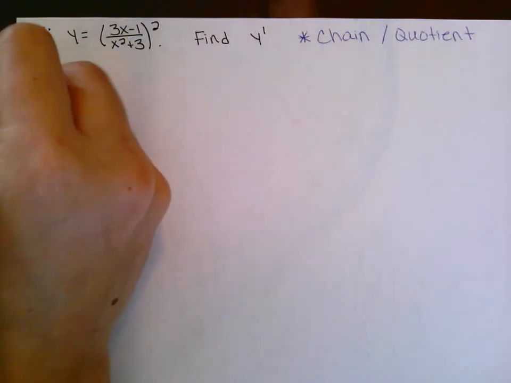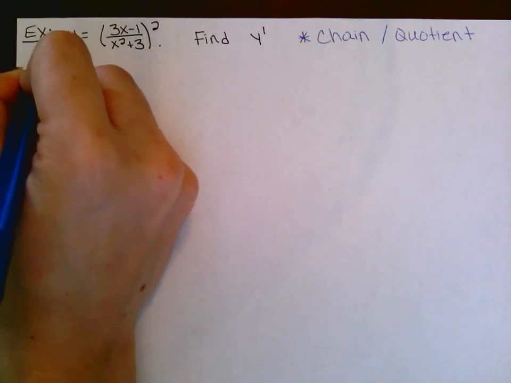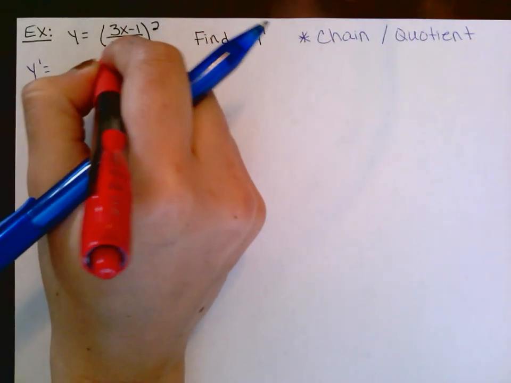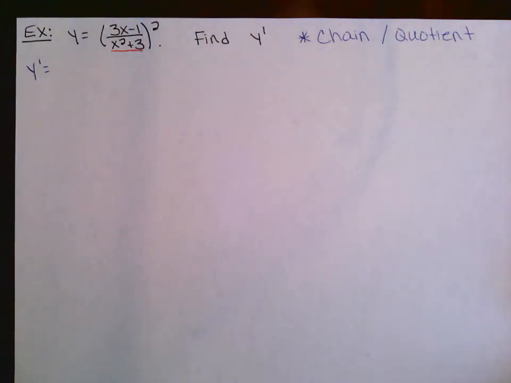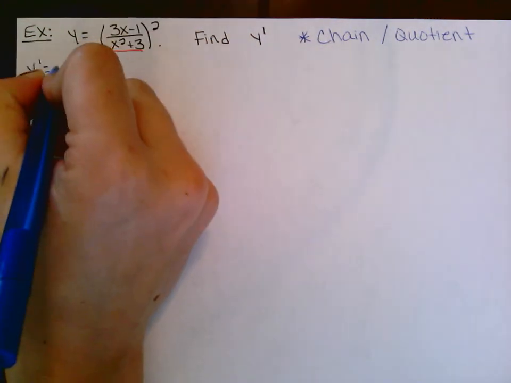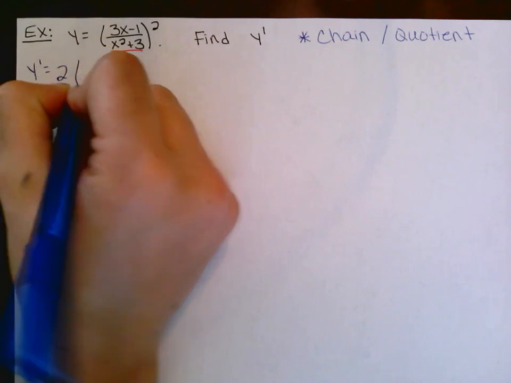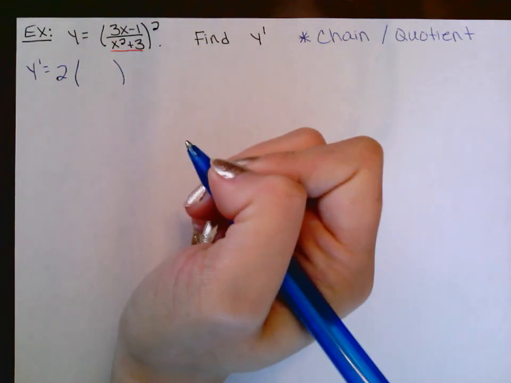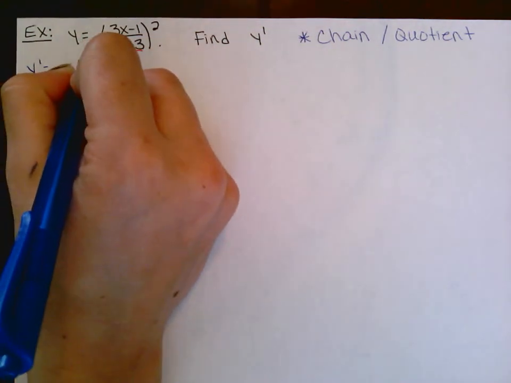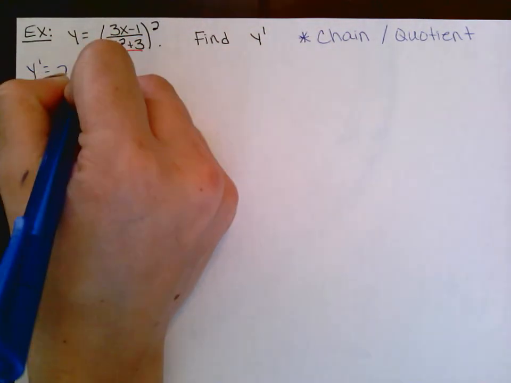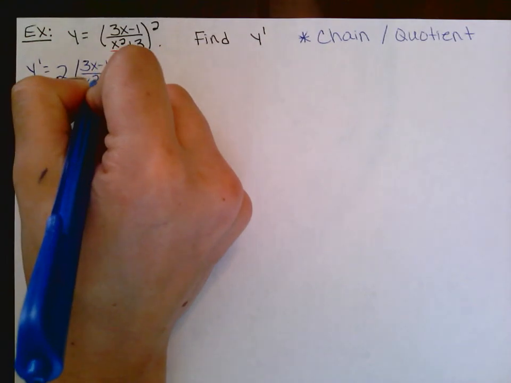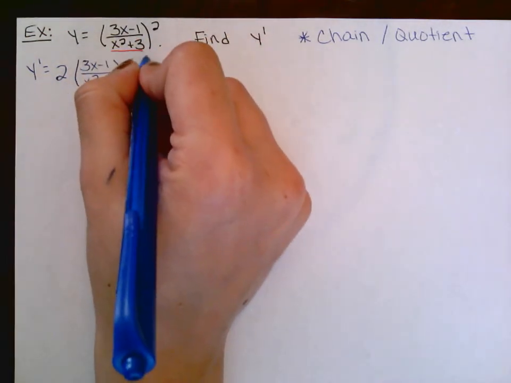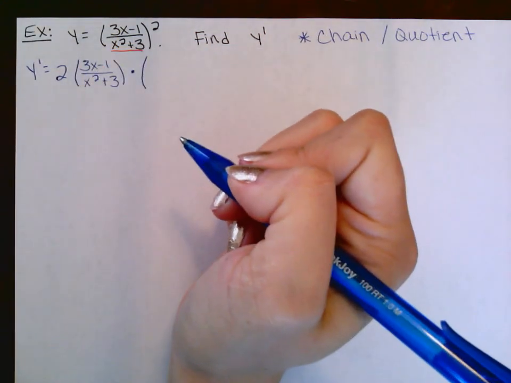So let's take a look at this. They want us to find y prime. So here's my inside. Derivative of the outside is to multiply the 2 to the front. And then when I subtract 1 from 2, I'm left with an exponent of 1. I'm going to rewrite the inside. And now times derivative of that inside.